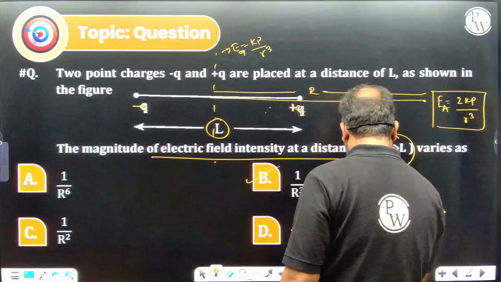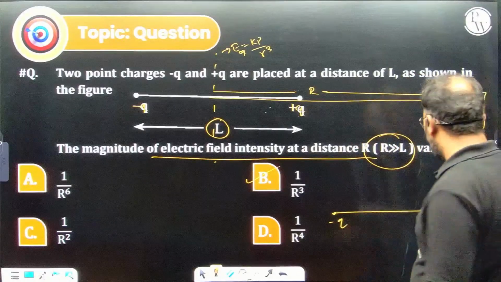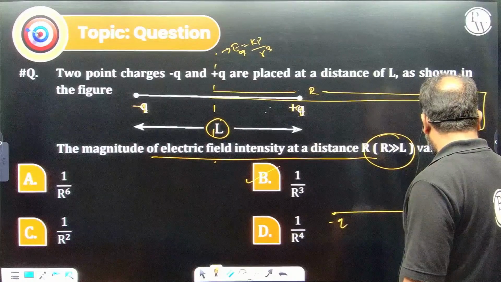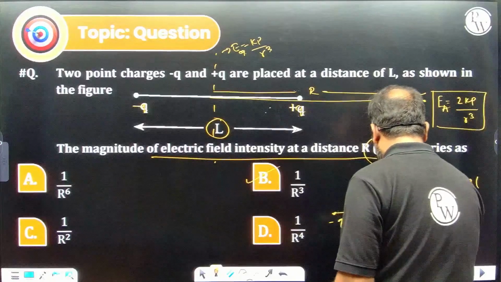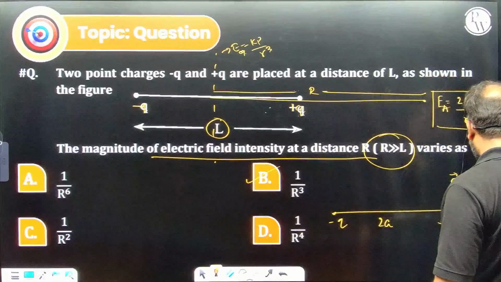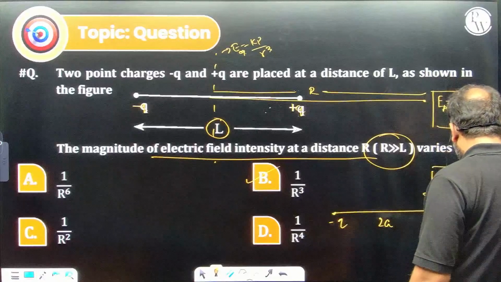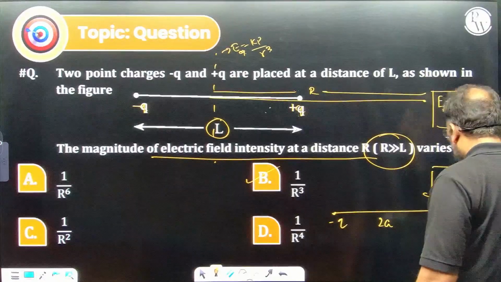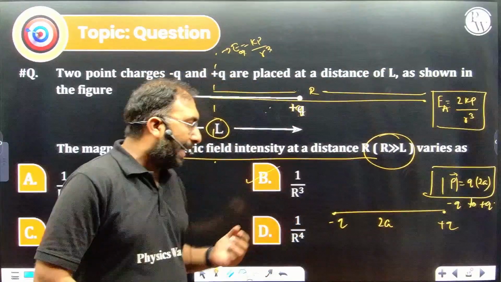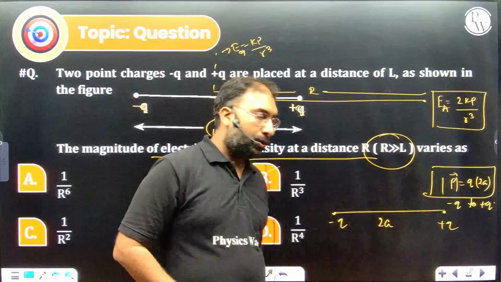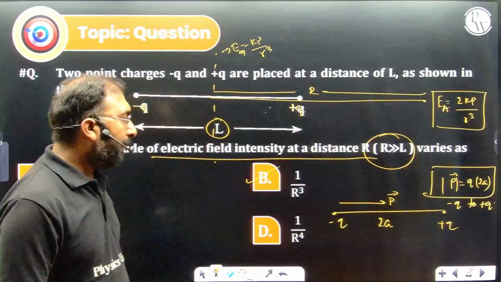Let's say this is minus q and plus q. One factor is defined as the electric dipole moment, represented by the p vector, and this is charge multiplied by distance. This distance is, let's say, 2a. So this is q multiplied by 2a. And what is the direction? The direction is always from minus q to plus q. The electric dipole moment is a vector quantity, and its direction is defined from minus q to plus q. So this is the direction of the p vector.